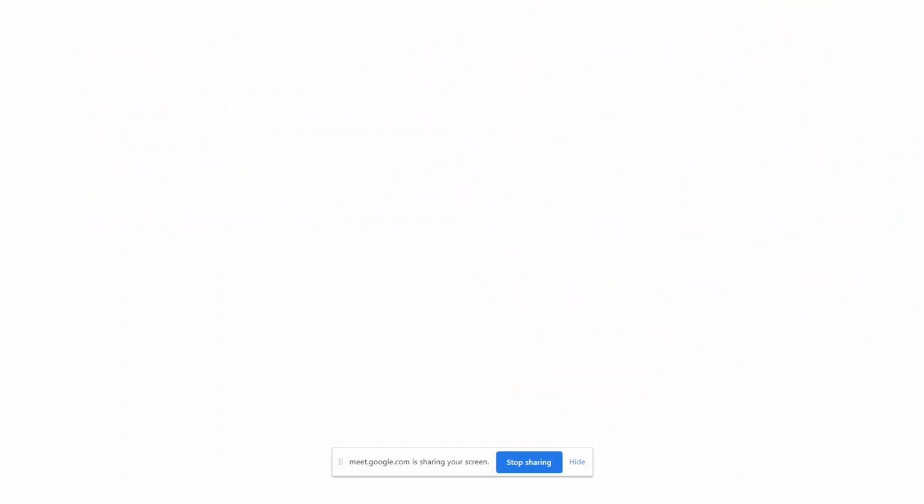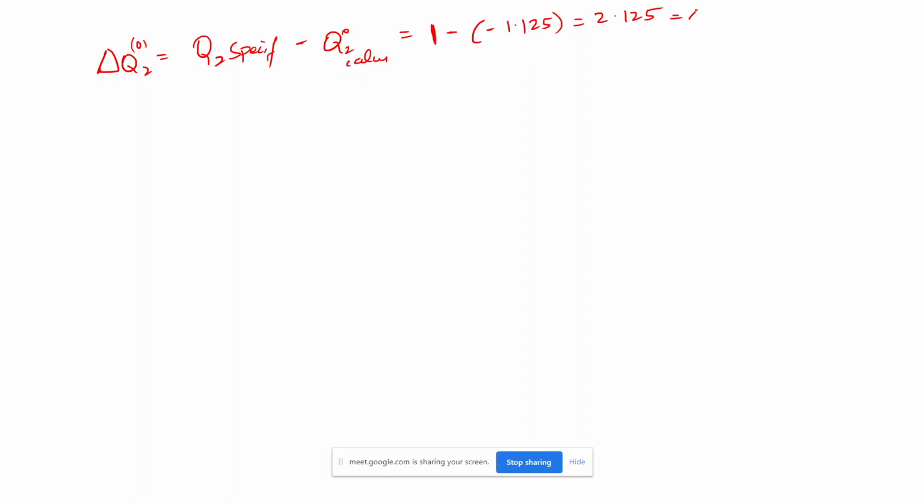So after finding out the Q2 value, you need to find out the change in Q2, the change in Q2 of the 0th iteration. So Q2 specified minus Q2 calculated. We know the specified is 1, and calculated is minus 1.125, and then we will get around 2.125. So this is nothing but the change in Q2 of the 0th iteration.